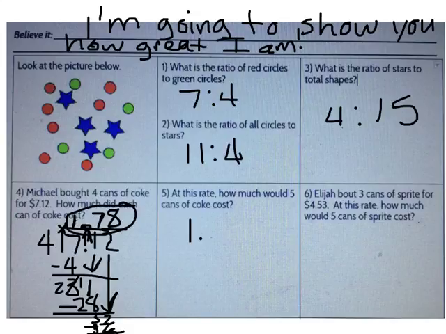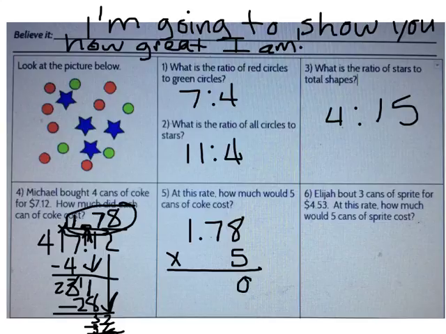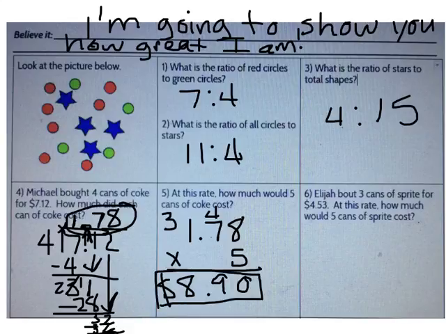I can multiply $1.78 times 5 to solve this problem. What's $1.78 times 5? Well, 5 times 8 is 40. 5 times 7 is 35 plus 4 is 39. 5 times 1 is 5 plus 3 more is 8. And 2 numbers go behind the decimal. So if you put $8.90, you are correct.